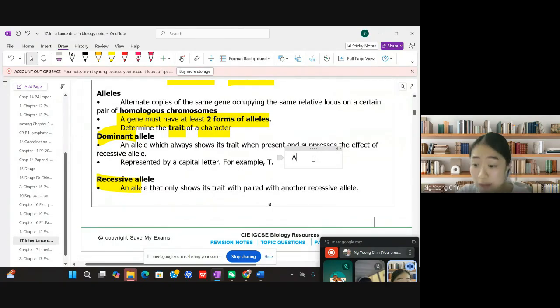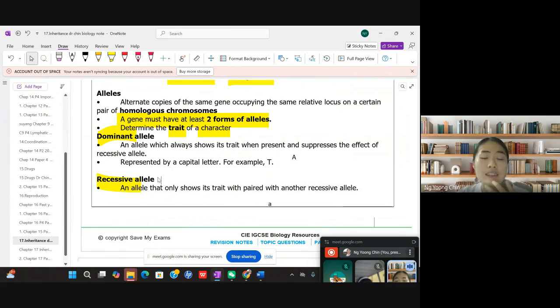Dominance does not mean that it's good or bad, you know. Dominance means this trait will always show later, will always be present and suppress the effect of the other allele, which is the recessive allele. Because it is dominant, it will tend to express itself later. The recessive allele will be suppressed by the dominant one, so it may or may not express itself later. It will only express itself if it pairs with another recessive allele.